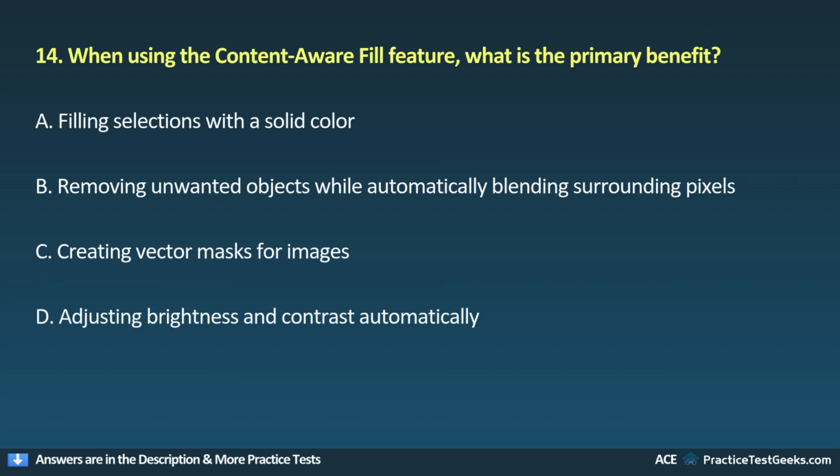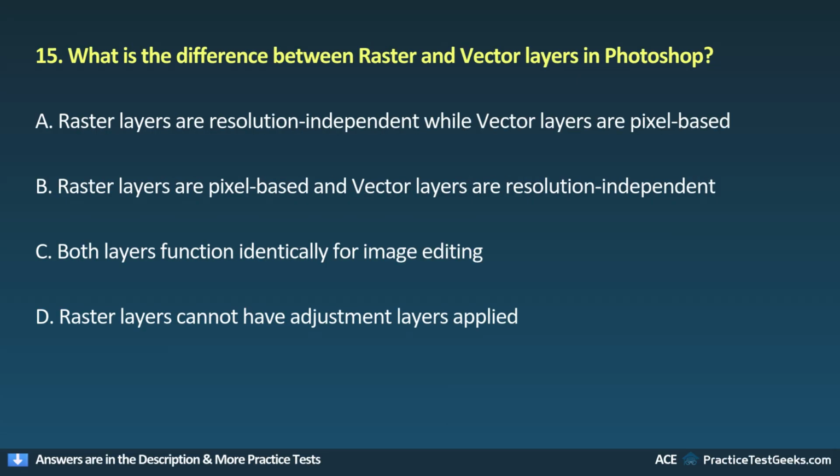14. When using the content-aware fill feature, what is the primary benefit? A. Filling selections with a solid color. B. Removing unwanted objects while automatically blending surrounding pixels. C. Creating vector masks for images. D. Adjusting brightness and contrast automatically.